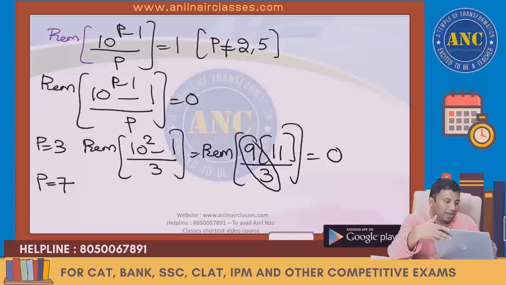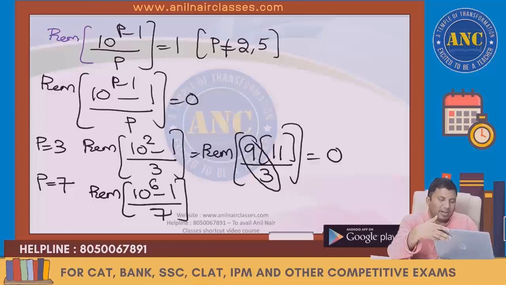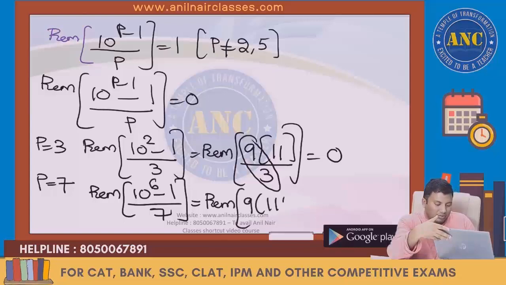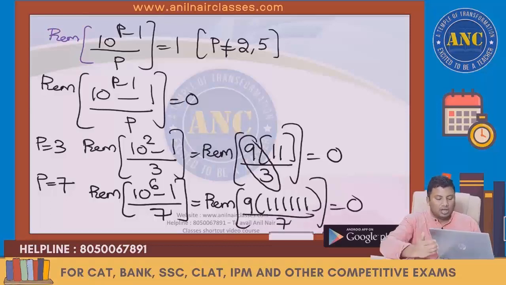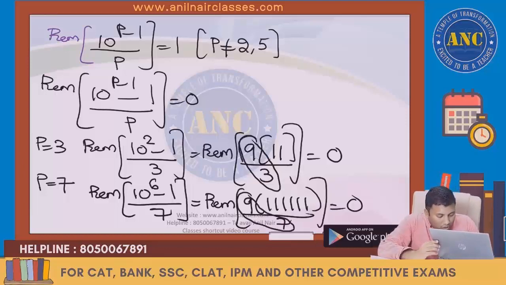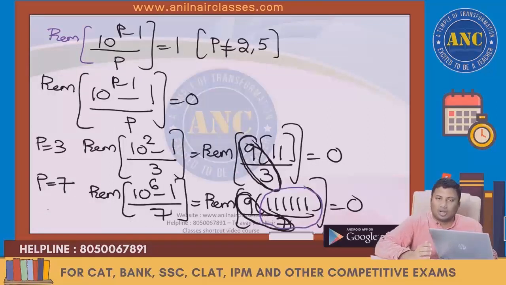If I take p value 7, 7 minus 1 is 6. 10 power 6 minus 1 divided by 7. 10 power 6 minus 1 is 9 written 6 times: 1, 2, 3, 4, 5, 6. Divided by 7, the remainder is 0. 9 is not divisible by 7. But these 6 nines are divisible by 7.